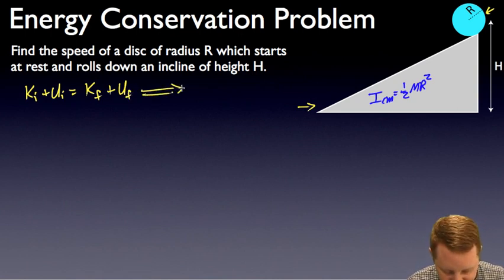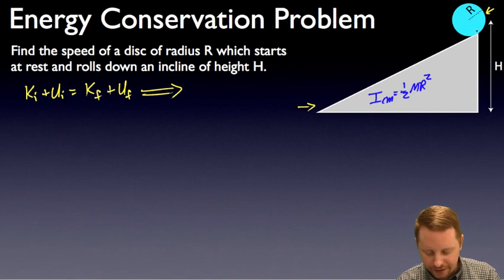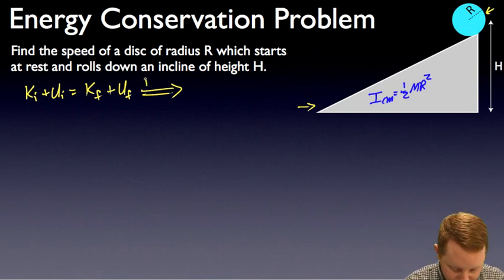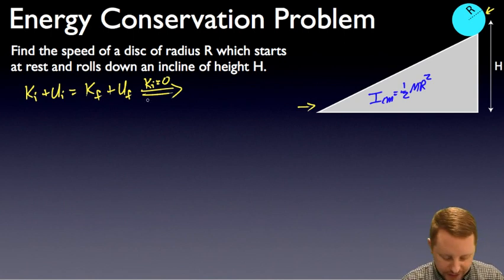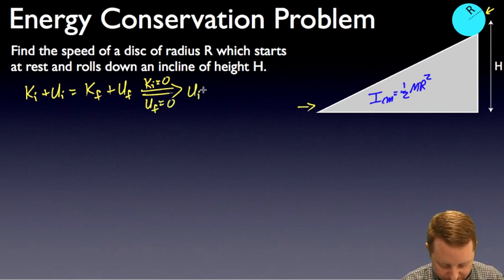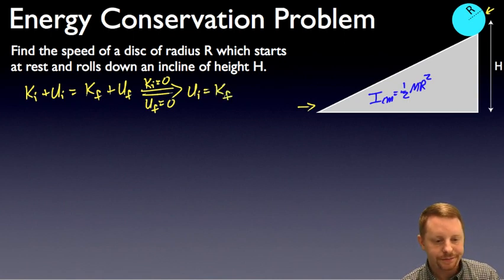Now, realizing here up at the top when it's at rest, its kinetic energy is 0, so our initial kinetic energy is 0. And down here at the bottom, let's call that our 0 of potential energy. So final potential energy equals 0. We can now say that the initial potential energy equals the final kinetic energy. All right, let's go a little bit further.